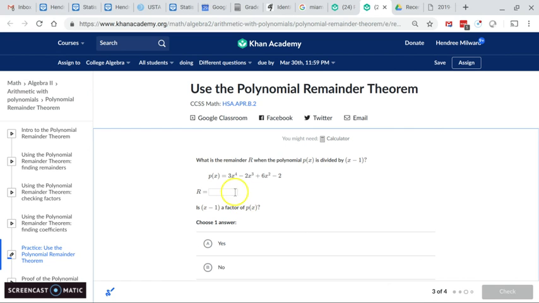So going back to the problem, I got a remainder of 5. Now it also asks whether x minus 1 is a factor of the polynomial. And we're only going to say yes if the remainder ends up being 0.